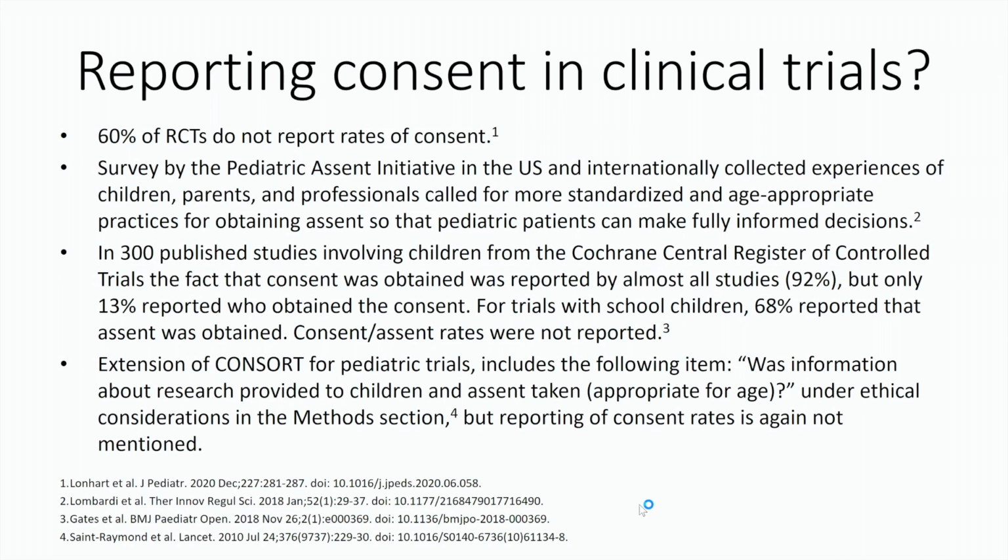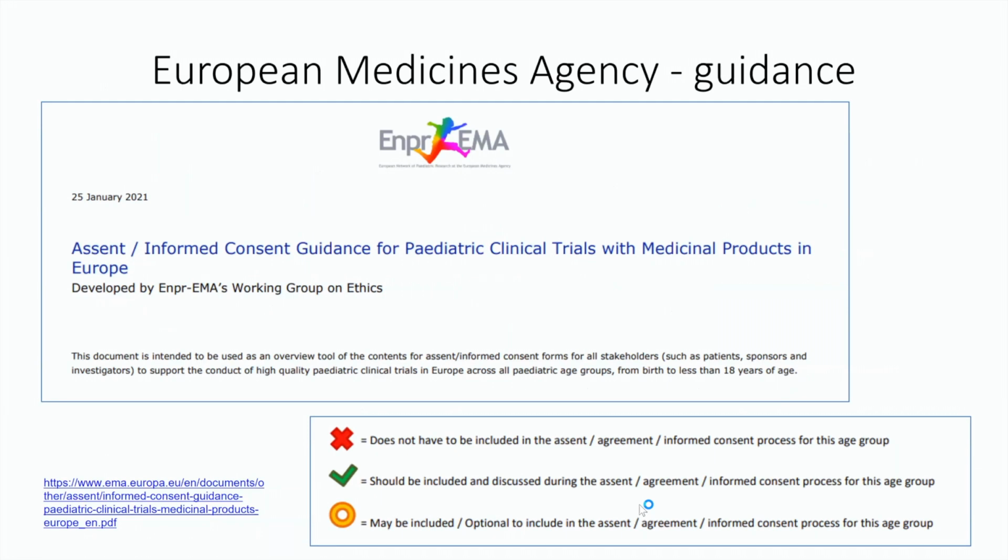Also, when we look at studies that are published about children, consent was reported for all studies, but they didn't report how and who obtained this consent. And in trials with school children, assent is reported, but the rates, so how many people actually consented, are not reported. And even if we look at these reporting guidelines, they suggest that there is a statement that consent was sought from the children, but there is no intention of reporting on this consent. And this is what we try to work on.